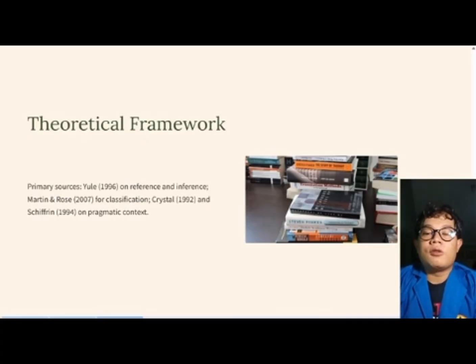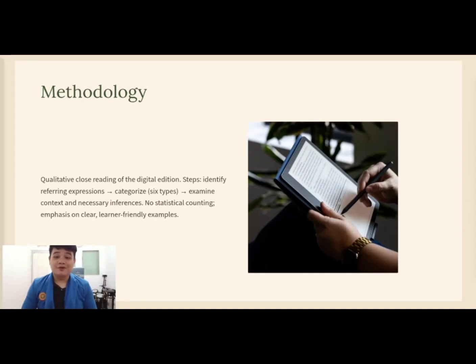And finally, we incorporate perspectives from David Crystal, 1992, and Deborah Schiffrin, 1994. Their work allows us to account for the conversational context and real-world pragmatics that dictate how readers decode meaning in fast-paced dialogue. With this theoretical lens in place, let's look at the methodology we use to extract these findings from the novel. Now, let's move on to the methodology.